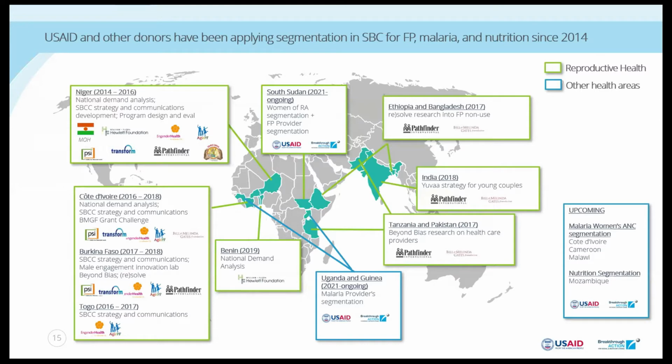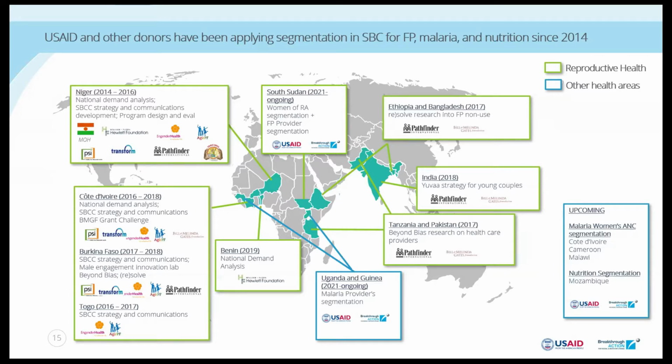I think it's important to note that USAID and other donors have been applying segmentation in SBC for family planning, but also in other health areas. You can see here in the map that there's been a lot of work done, particularly in reproductive health. And I should note as well that the projects listed and the segmentations listed here are certainly not exhaustive. These are simply projects that Camber has been involved in some shape or form.